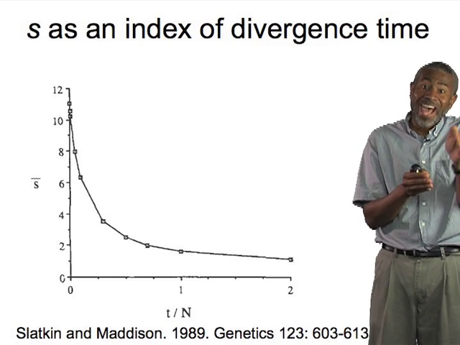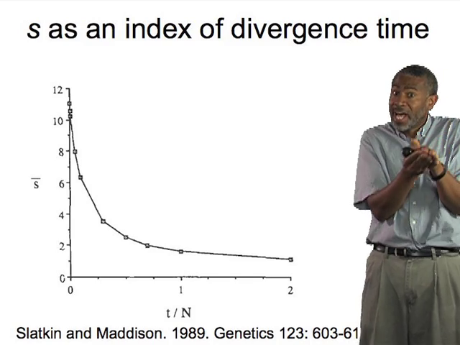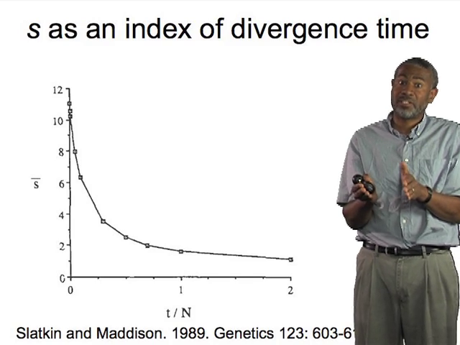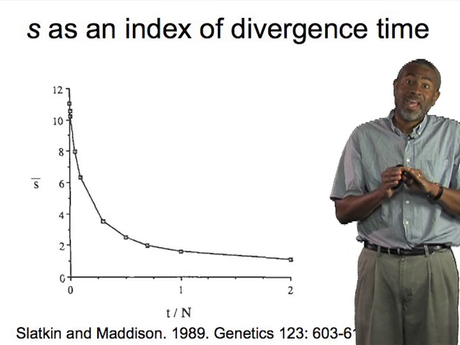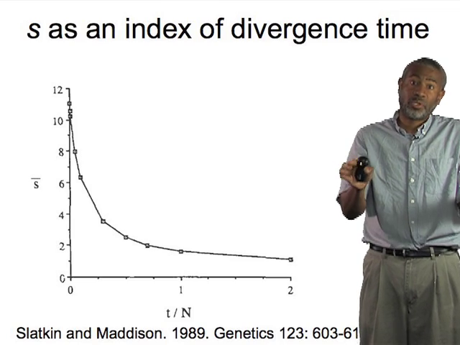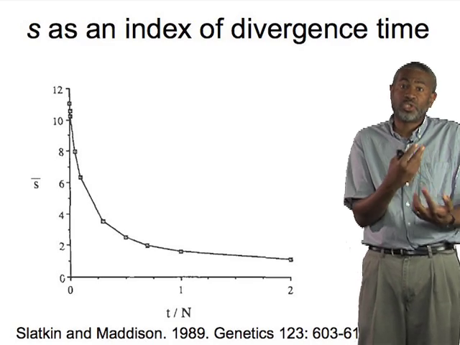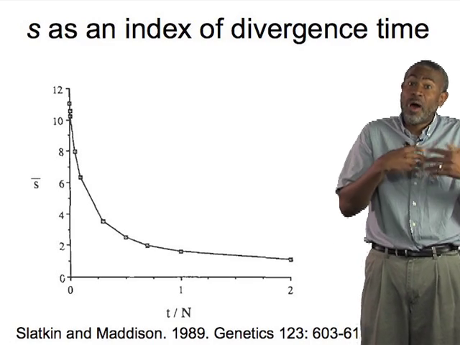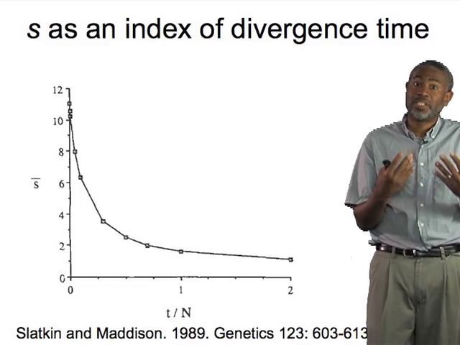But you can see how S, we expect this number of intercalations will be very high at the beginning of a speciation event, and it will gradually decline to 1 as the divergence time increases. Okay? So this is a way of using this discordance to understand how old two populations are. How long in the past did they split?